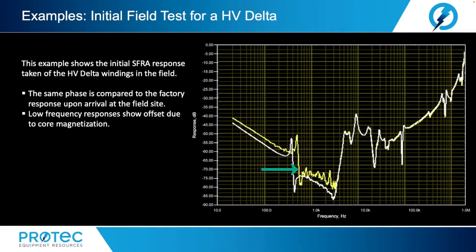Low frequency responses show offset due to core magnetization. Results are acceptable, but the test is repeated for confirmation.